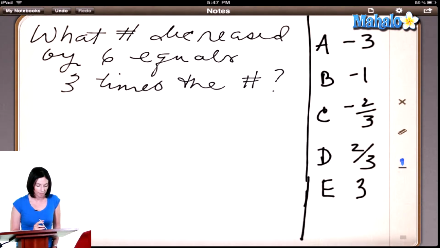Well, automatically I want to jump to 3 times the number, so I think of 2. Okay. Times 3, but 2 isn't one of the answers. Right. So now I'm trying to figure out, what number is decreased by 6. So let's look at the sentence.